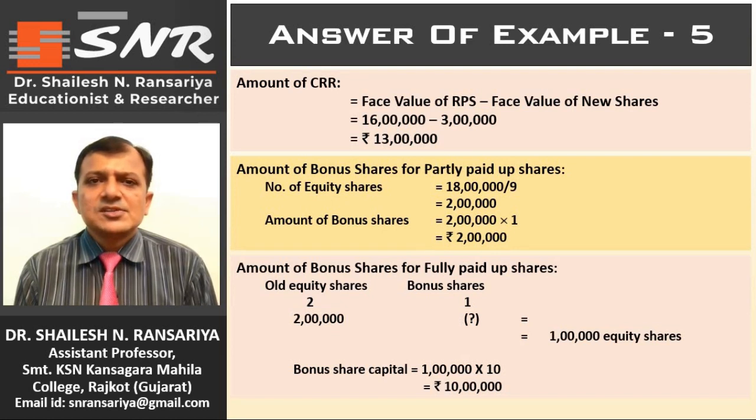Present equity shares 2 lakhs. The number of bonus shares is 1 lakh. So bonus share capital is equal to 1 lakh multiplied by 10. So the total value is rupees 10 lakhs. After the required calculation, journal entries in the books of the company.